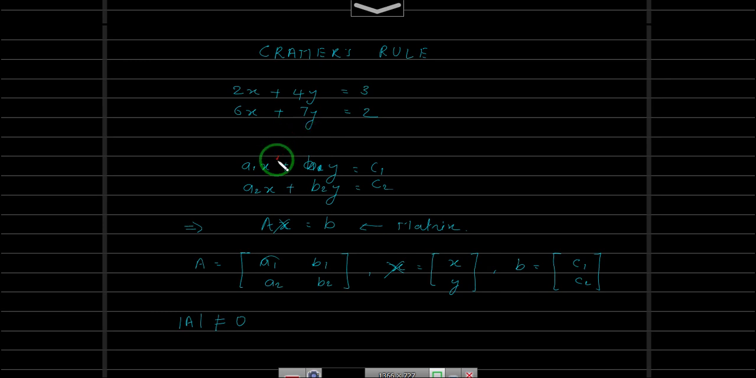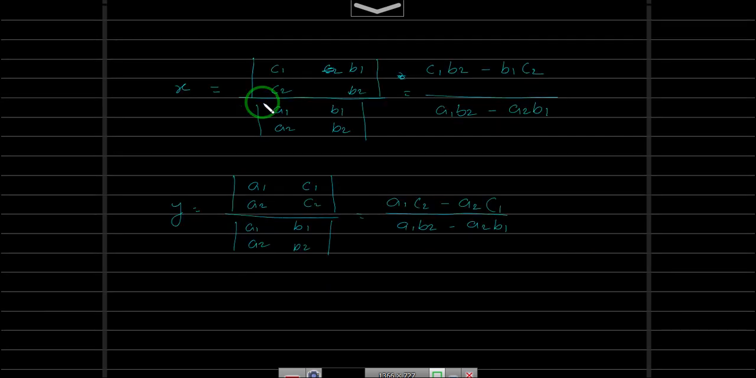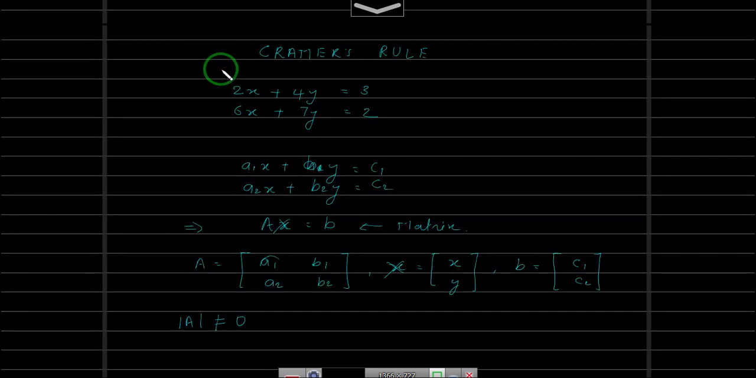Alright. So for some viewers, let us solve two equations in two unknowns by using Cramer's rule. So our system was 2x plus 4y equals 3 and 6x plus 7y equals 2. So let us write that first. 2x plus 4y equals 3, and the other was 6x plus 7y equals 2.